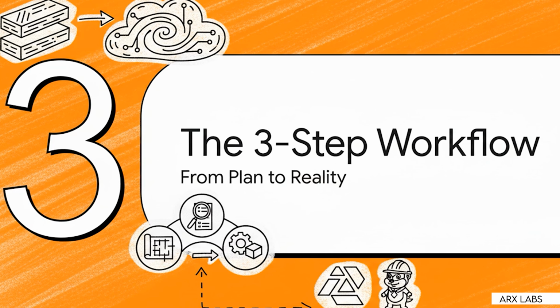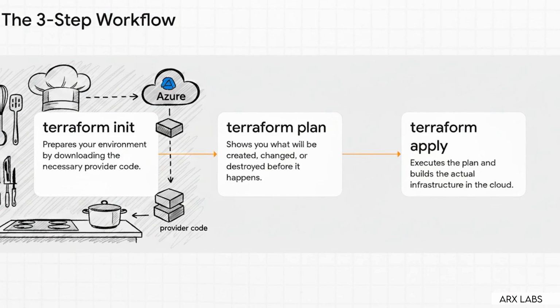So we've got our code. How do we actually turn this text file into a real, tangible thing running in the cloud? Well, it's not some big, scary, all-or-nothing button. Instead, Terraform uses this simple and, more importantly, safe three-step workflow that you will use over and over again. Let's walk through it. Everything kicks off with terraform init. You usually only have to run this once when you start a new project. Think of it like setting up your kitchen before you start cooking. Terraform takes a look at your code, it sees you want to talk to Azure, and it goes and downloads the special provider code it needs to speak Azure's language.